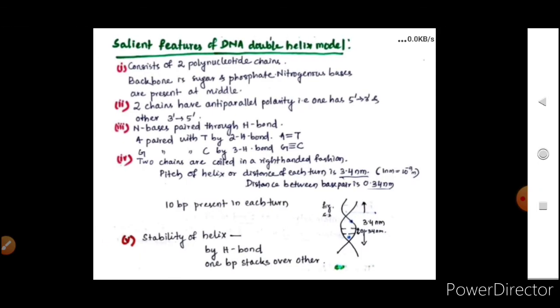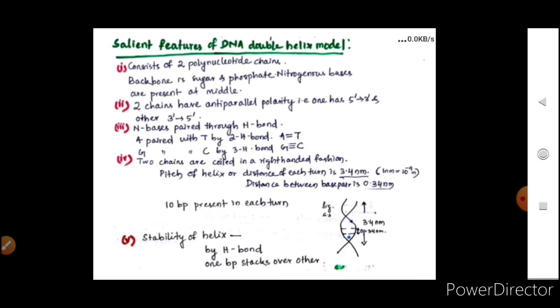Now salient features of the DNA double helix model are: it consists of two polynucleotide chains having opposite polarity. Okay, it is made up of two polynucleotide chains where the backbone is constituted by sugar phosphate and the bases project inside. Okay.